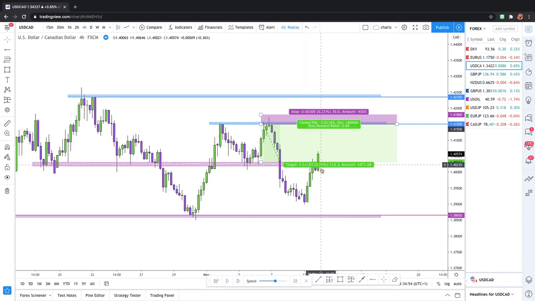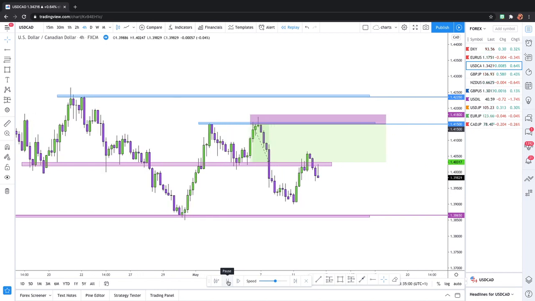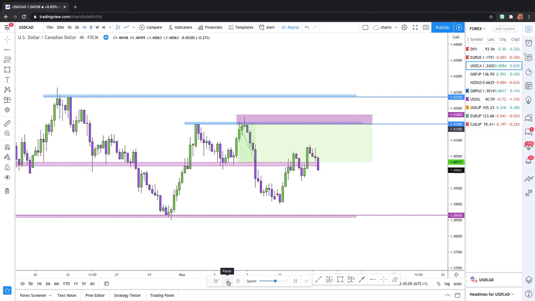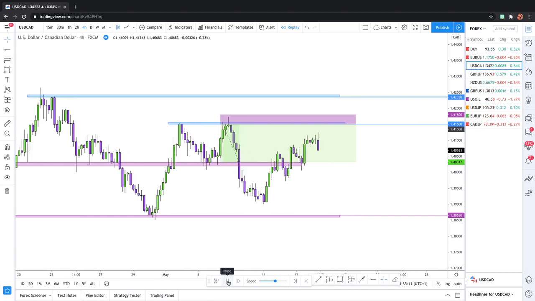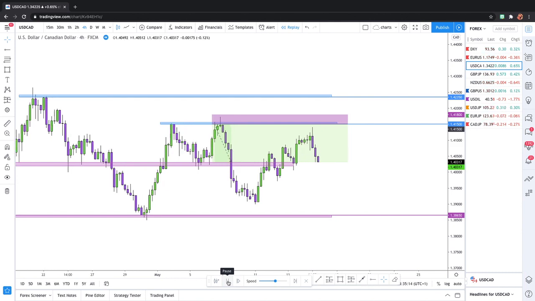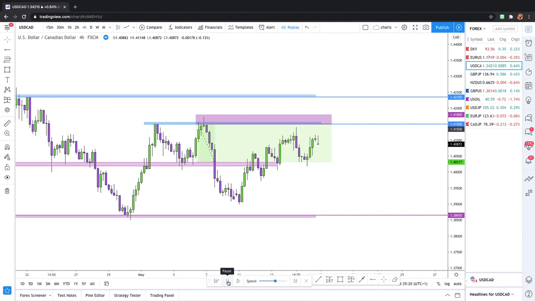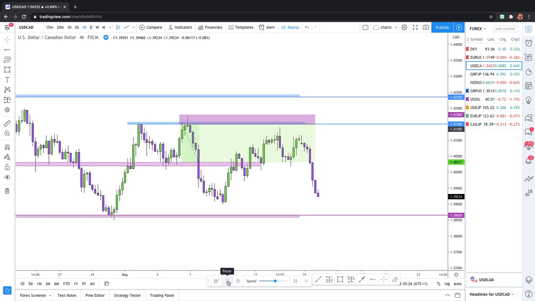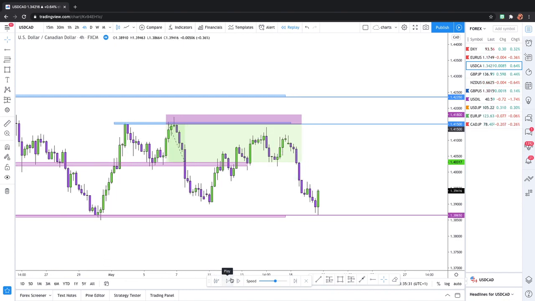Okay, so it comes up and retests. And then fakes out. Comes up again. And then hits the target completely, hits the 138,650.